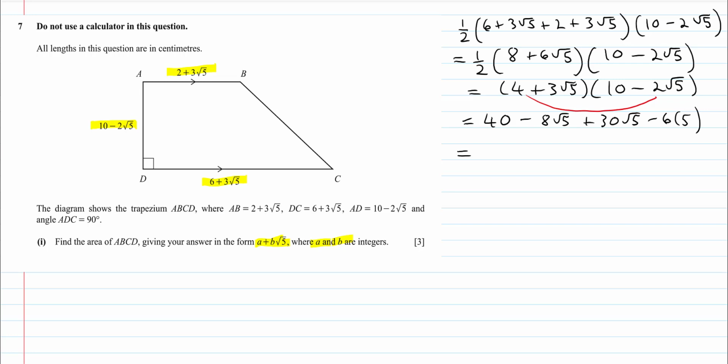this down, we've got 40, and then we've got this minus 6 times 5 here, so 6 times 5 is 30, so 40 minus 30 is 10, and then we've got this minus 8 root 5 plus 30 root 5, and that is 22 root 5. So that's our area, and we can put the units in if we want. It's going to be in centimetres squared. So that is our final answer then, 10 plus 22 root 5 centimetres squared. So that is question 7, part 1.